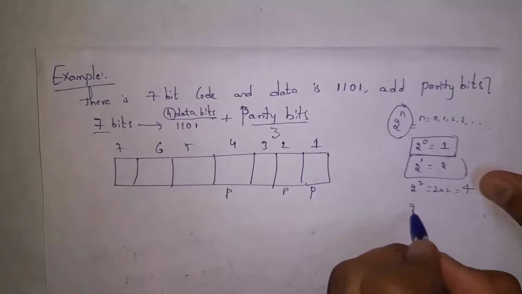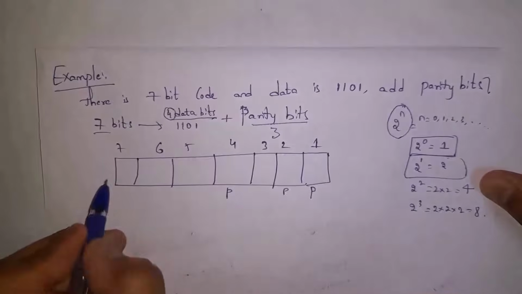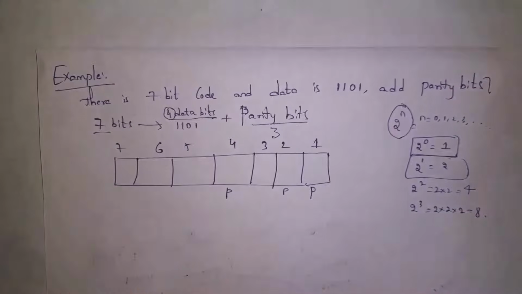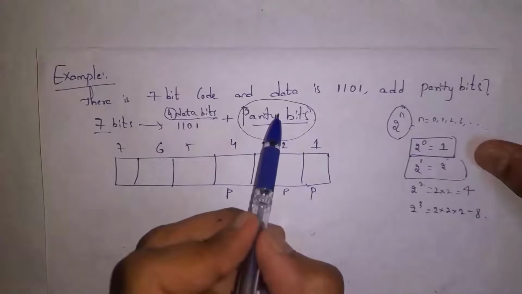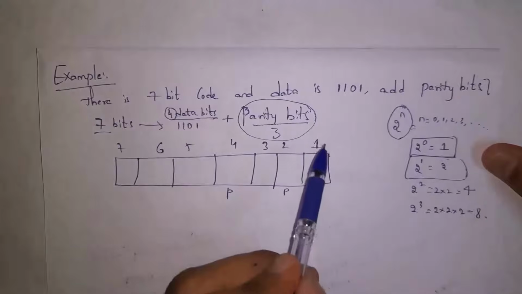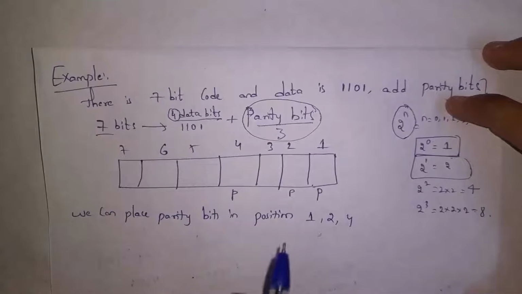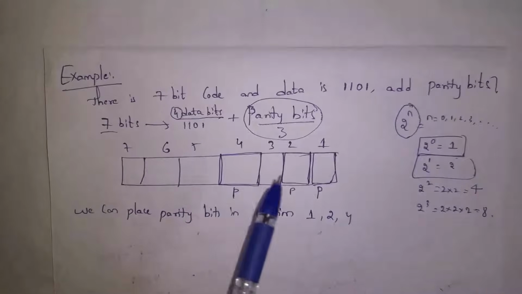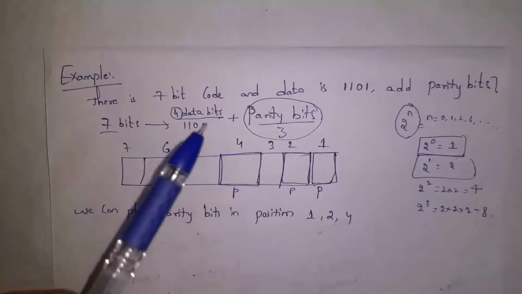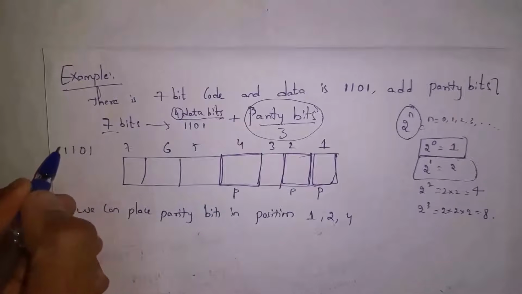And next 2 cube, that is 2 into 2 into 2, 2 to the 4, 4 to the 8. But if you observe here, 8th position is not available. As there are total 7 bits, only there are 7 positions. As we need to find 3 parity bits, we got position of 3 parity bits. They are P1, P2 and P4. So we can place parity bits in position 1, 2 and 4. We got positions of parity bits. Now we will place our data bits in remaining positions. That is, we need to place data bits 1101.